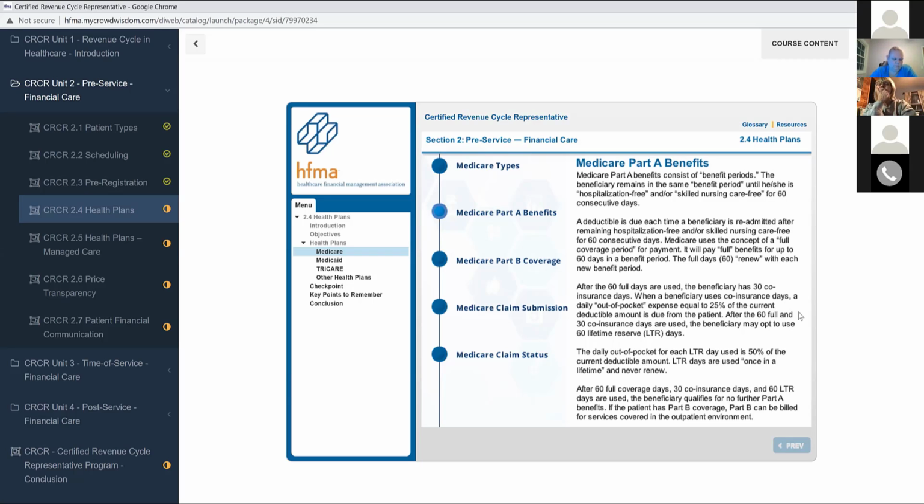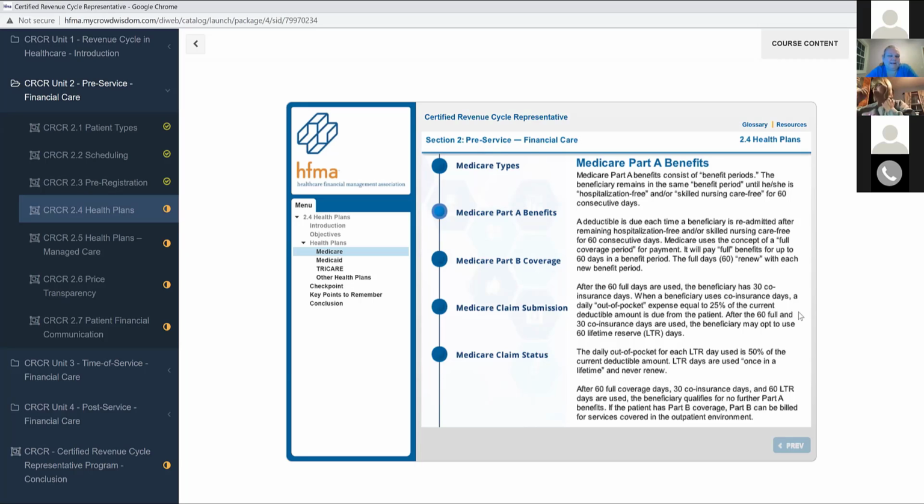And then after 60 full and 30 coinsurance days, there's the lifetime reserve days. Those are known as the LTR. And guys, again, I have to be honest with you, I wouldn't memorize this. There used to be questions about this.